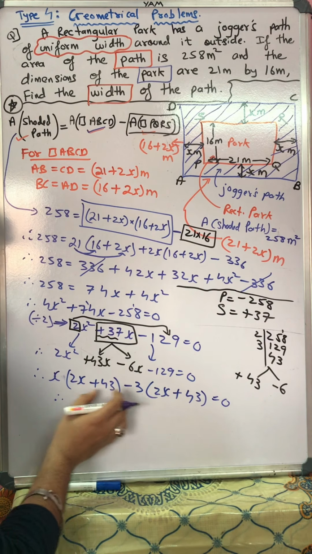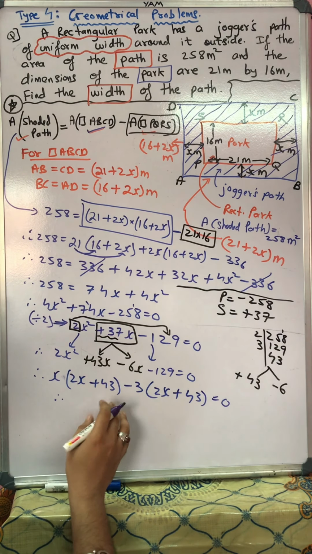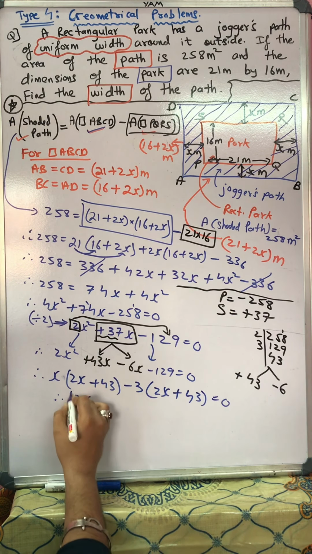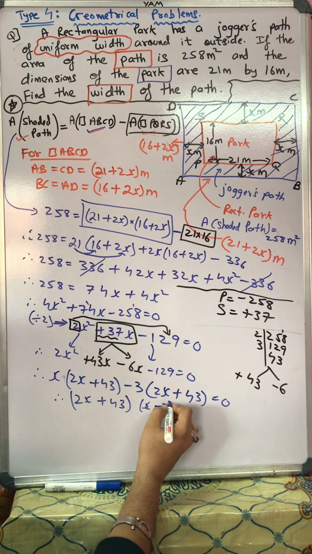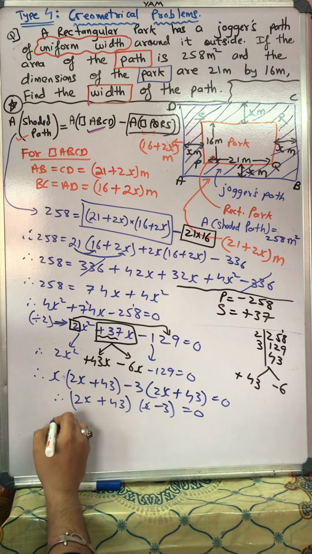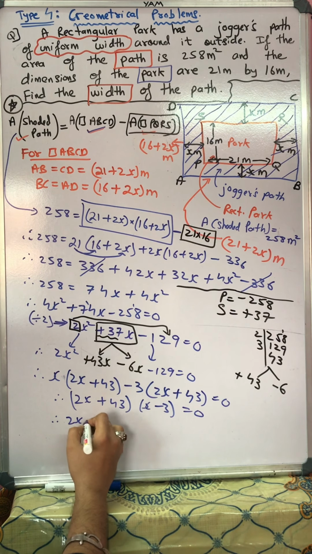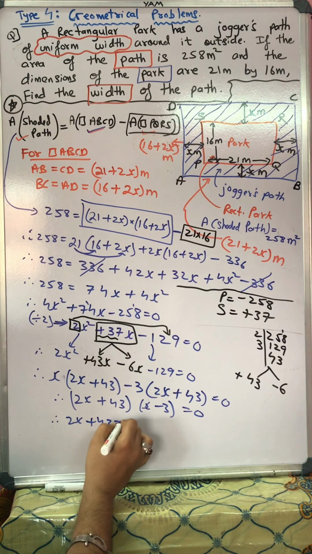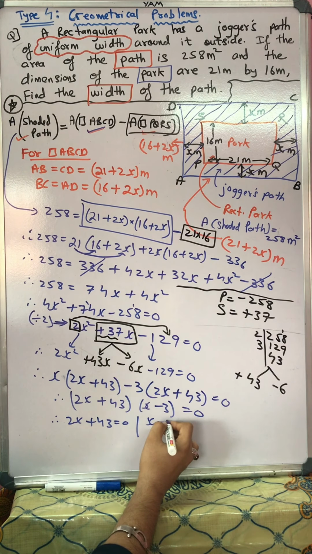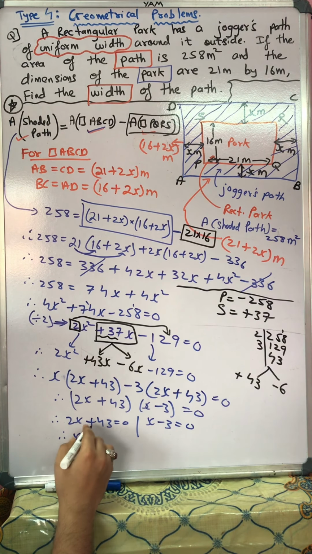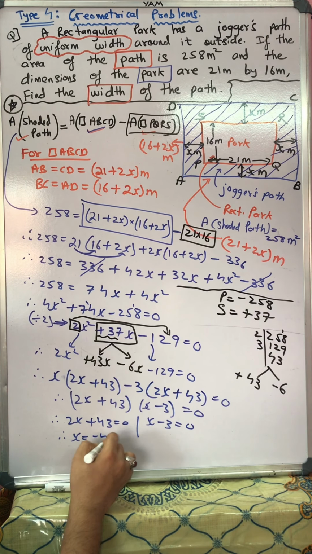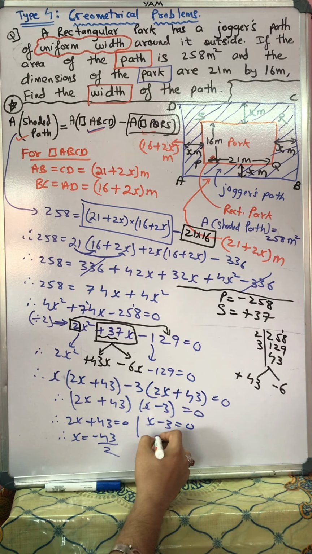So now I'll take out this entire bracket common, so it will be 2x plus 43 one bracket and x minus 3 equal to 0. Therefore 2x plus 43 is equal to 0, or x minus 3 is equal to 0. Here x becomes minus 43 upon 2, and here x becomes 3.